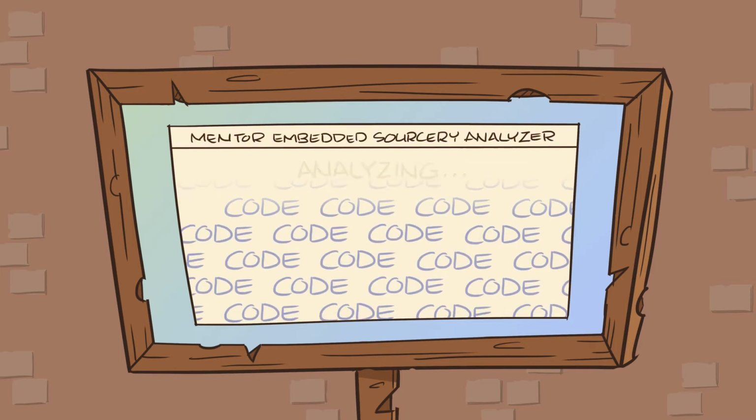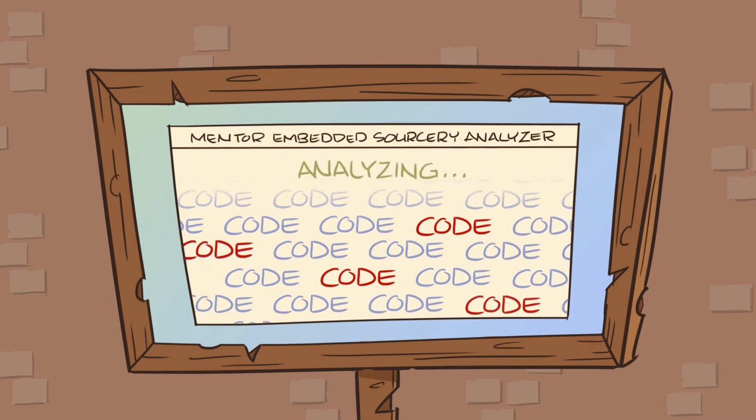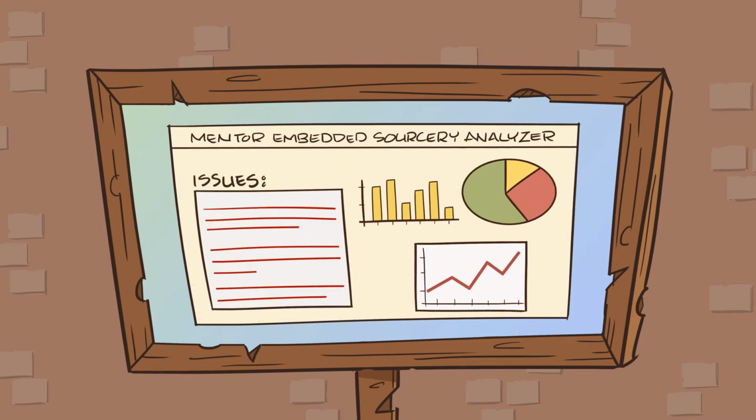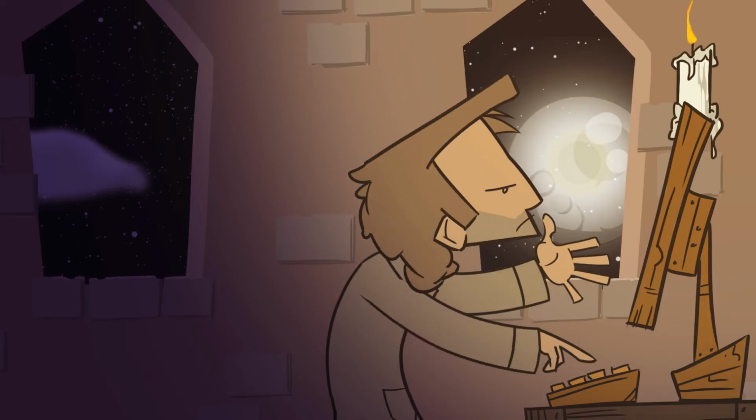Mentor Embedded Sourcery Analyzer dives into your running code and log data, pulls out information on problem areas, and only shows you what you need to see, with simple charts and visuals that make sense to you and your team. It even helps you find those strange behaviors that are impossible to recreate.